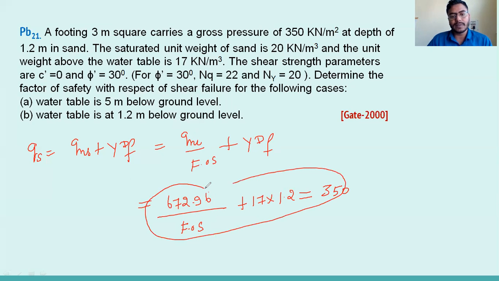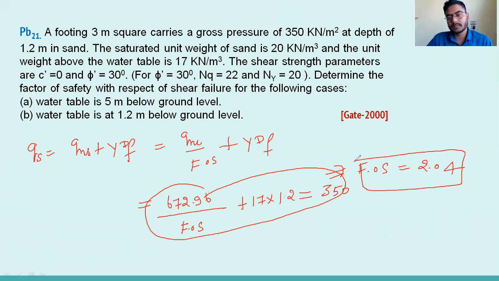So in this relation you will see there is an unknown factor of safety. Solving this, we get 2.04. So in the first part, very easy, factor of safety we got 2.54. In the second condition, you have to see that the soil which is causing the overburden pressure, when the water table is at the base of the footing, that soil will cause its overburden pressure in the bulk condition.